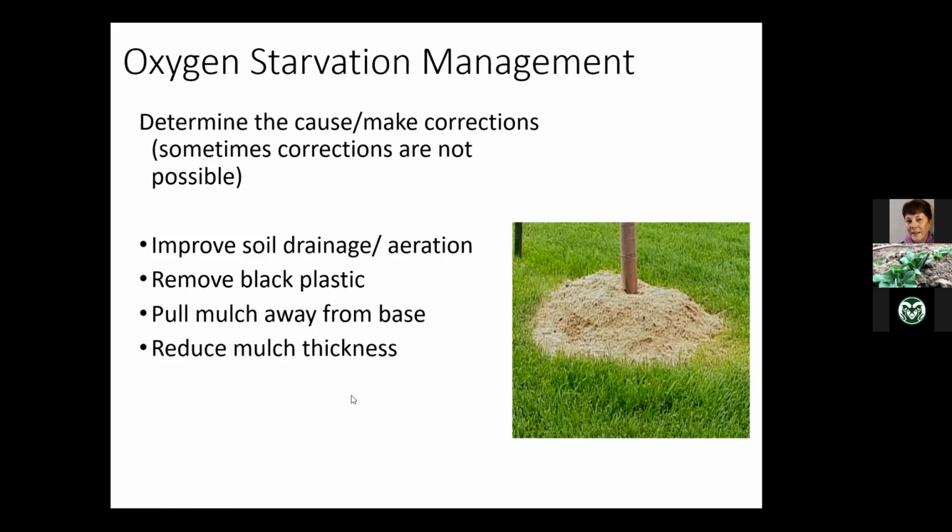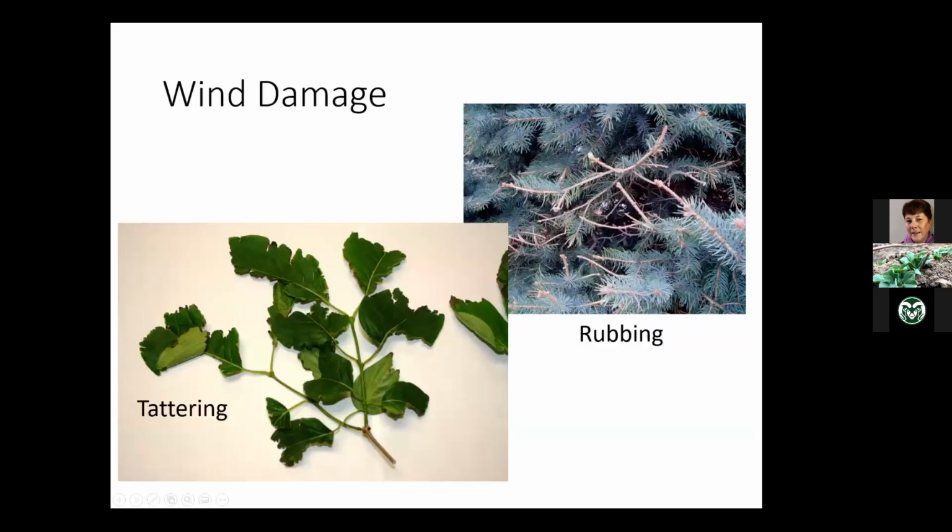So we have wind damage that can happen. Like on spruce trees or pine trees, we can have the branches rub together and it can rub the needles off. And so some people think, well, what's happening to all of my needles? What's going on with that? Any kind of tattering might also happen to the plants as well.